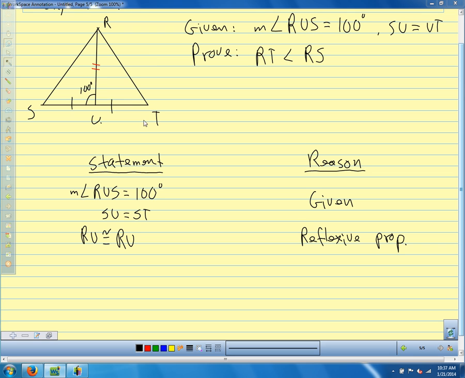So we need to know how these angles compare. Well, what can we figure out about this angle? The measure of angle RUT equals what? 80. So let me mark that. I'll mark that in red because we figured that out. And what would be our reason for the measure of that angle being 80 degrees? They're a linear pair.